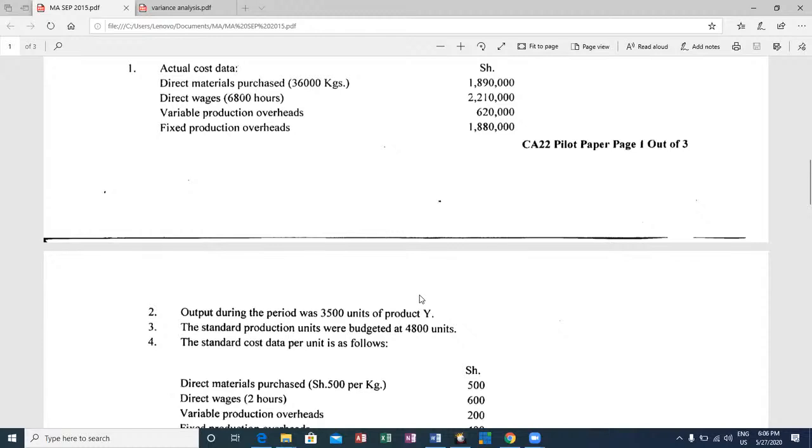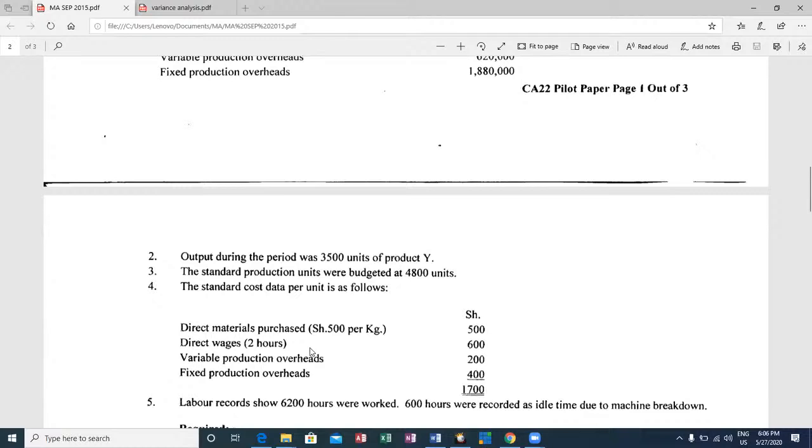Can somebody tell us what is the standard rate per hour? Is there somebody who has been able to give us a comment there? 300. Thank you very much, Lillian. Lillian has seen that 2 hours are costing us what here? 600. How about 1 hour? So 1 hour will be 600 divided by 2, which gives us 300.